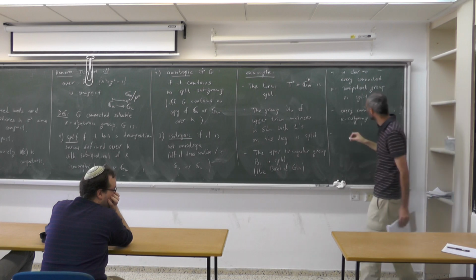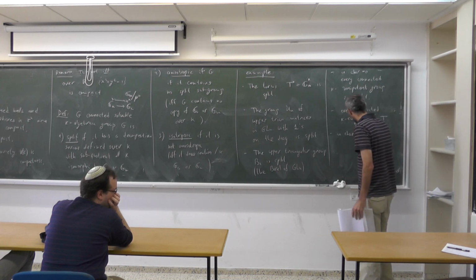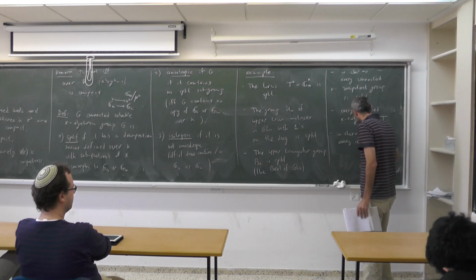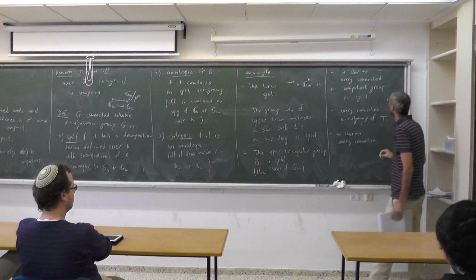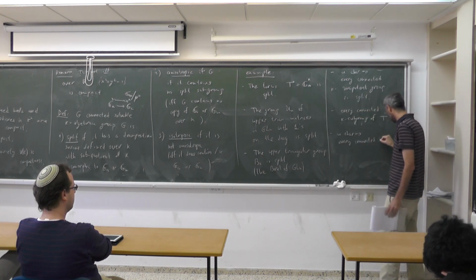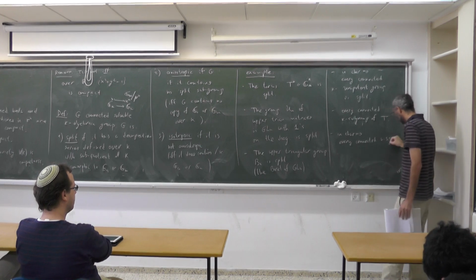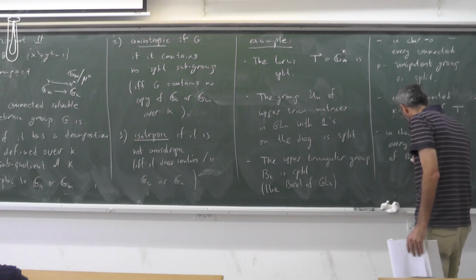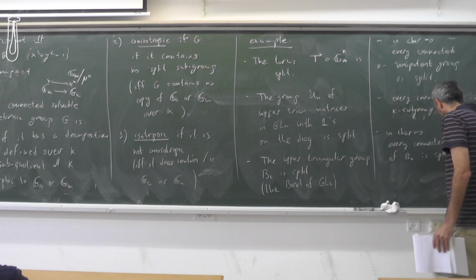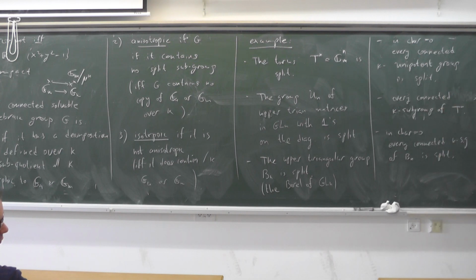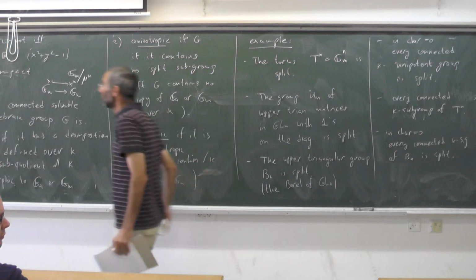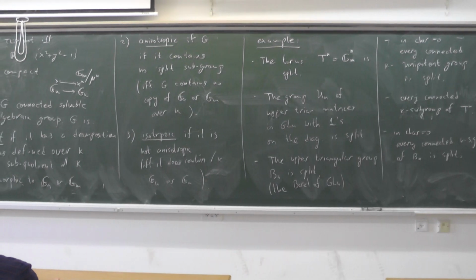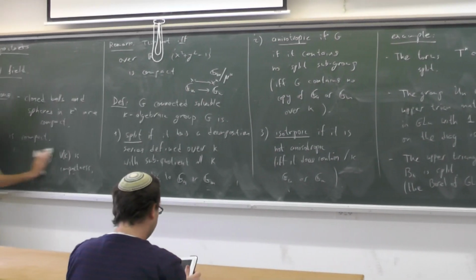So combining these two together, if we assume characteristic 0, every connected K subgroup of Bn is split. Probably I'm forgetting occasionally the K sign here. Again, this is not true in characteristic p, so we have this parenthesis in our discussion on compactness.